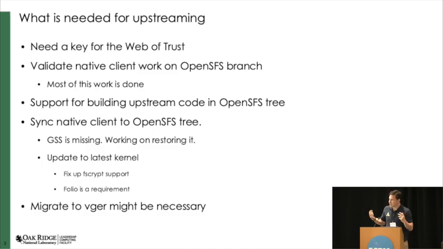So what are some things that are missing in this native client work is the GSS code. That was ripped out. I'm working on restoring that and making that work. And of course, updating to the latest kernels. We have to do some FS script work. And folio is required, which Sean is going to give a great talk about. And as I was saying, Linus likes to pull the source code from the vger servers.